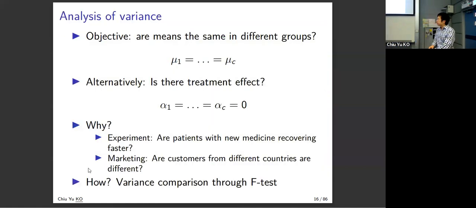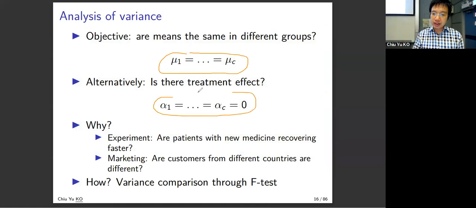So now the question is, as I said, right, others have the same mean, right? So the question is actually asking, are the mu1 up to mu c the same, right? Does each college have the same spending for the student, on average? Or are the alphas 0?